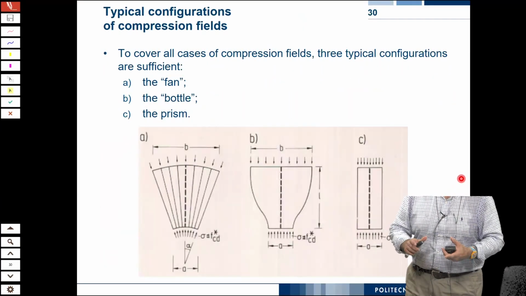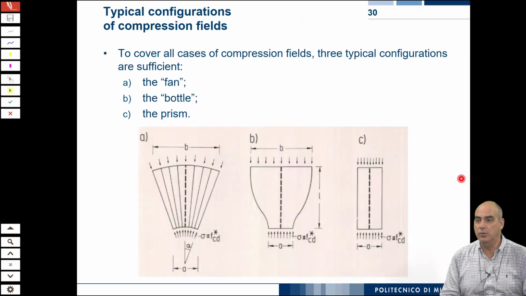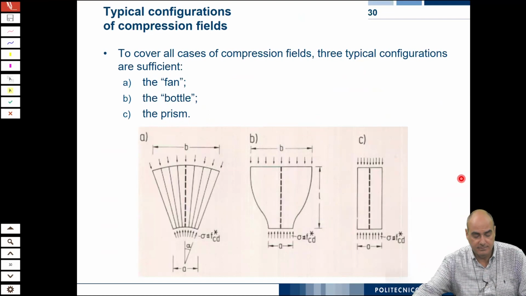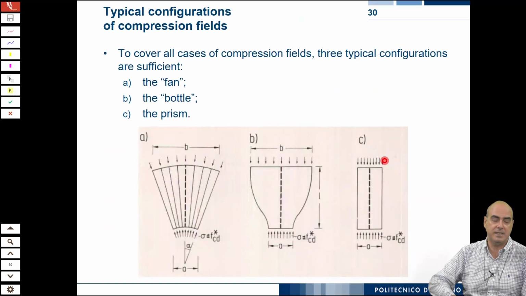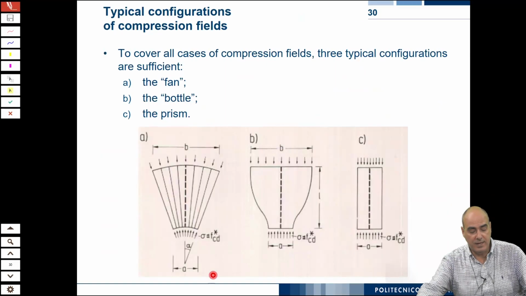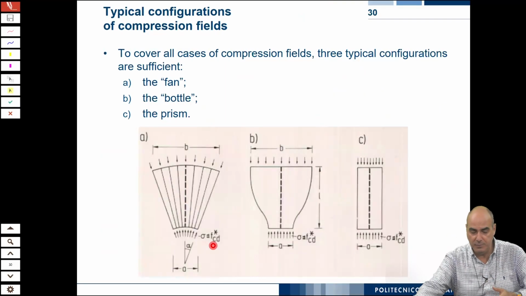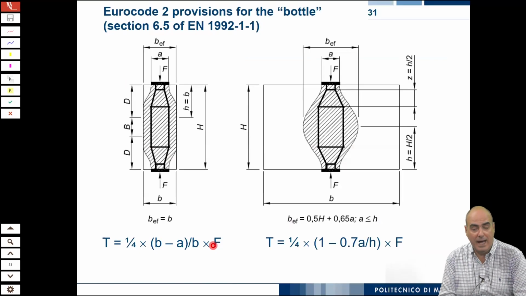So we have three geometrical models that we can use to interpret the diffusion of the stresses. One is the fan here. The other one is the bottle. And if your geometry allows, the prism, so the stress flow goes vertical. Here in the fan, you have continuous diffusion. In the bottle, you have this bulged shape. And in the prism, you have the regular flow. So in the codes, you find detailing recommendations.